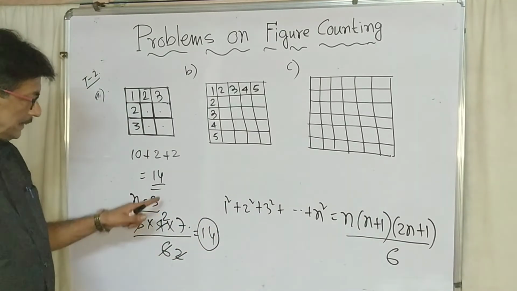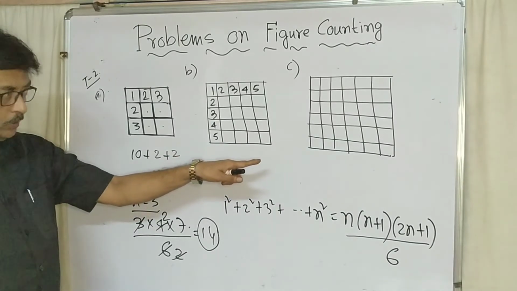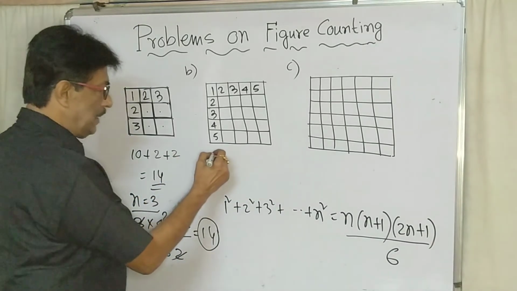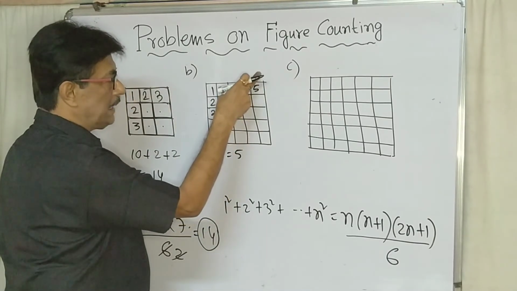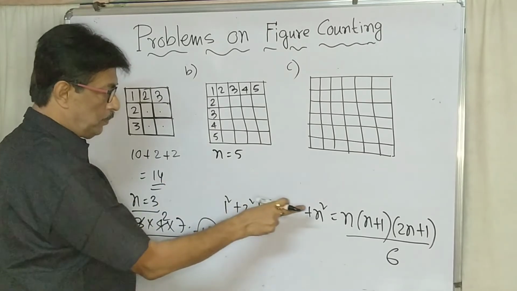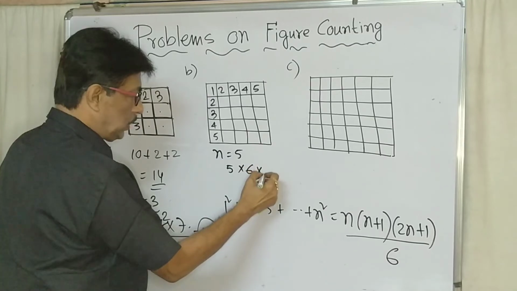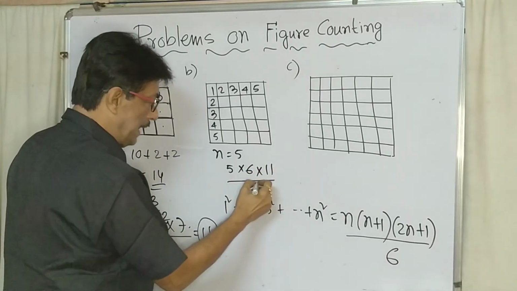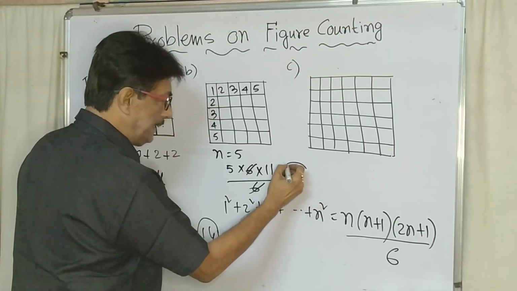That is the shortcut; this is the normal convention. But in these cases, you cannot use the conventional rule. You have to use the shortcut rule. Here n equals 5. The condition is that the maximum number horizontally and vertically are the same. So put n equal to 5: 5 into 5 plus 1 is 6, 2 into 5 plus 1 is 11, by 6. 6 cancels, so there are 55 squares inside the figure.